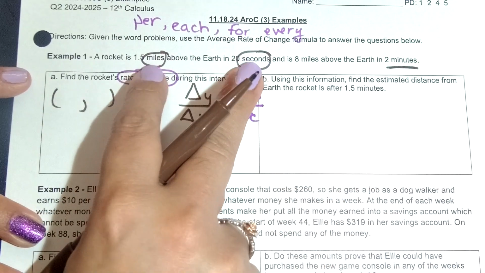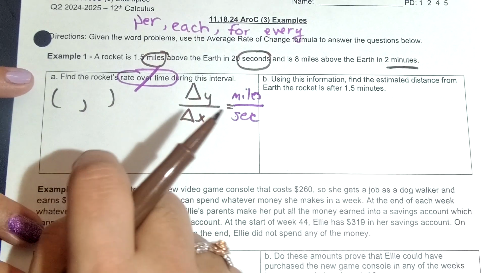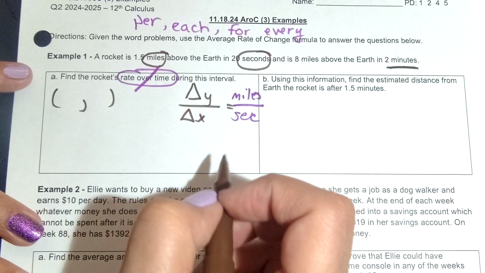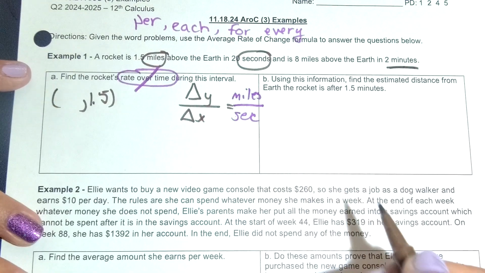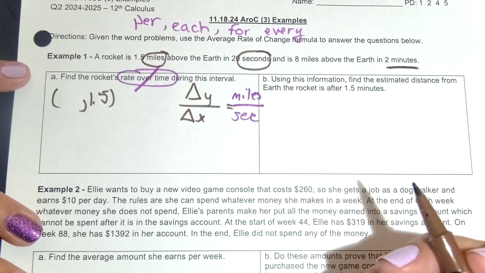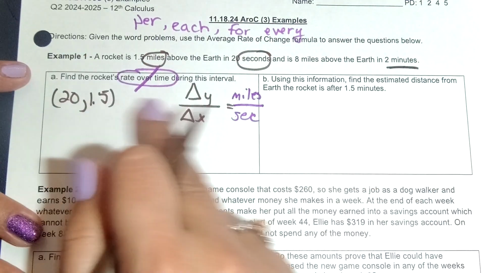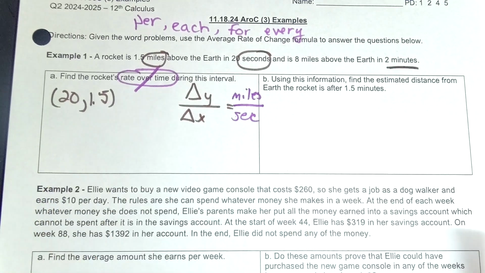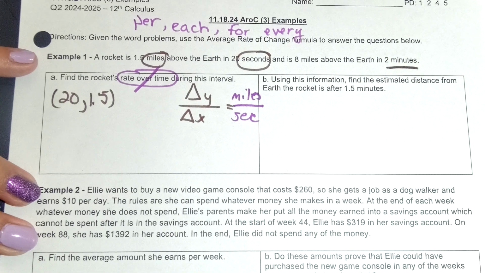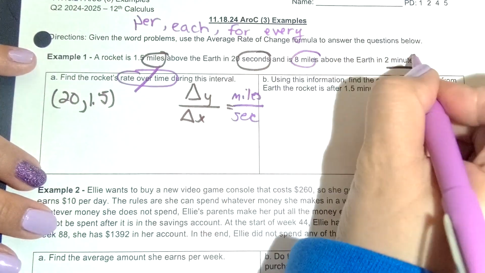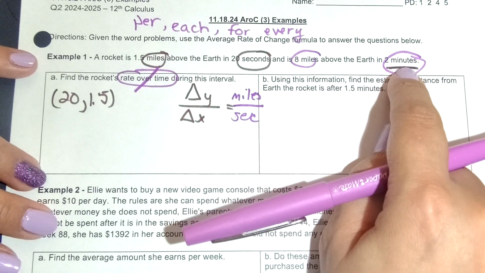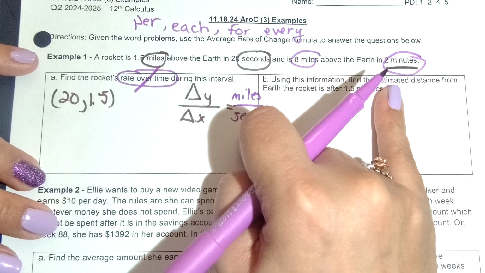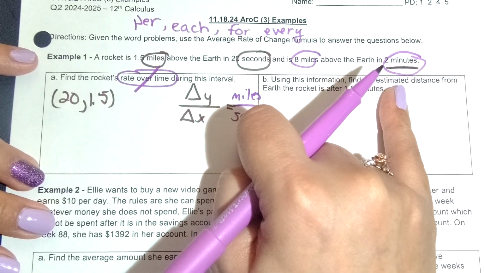So let's look at this. Miles is going to be what coordinate? The y. And 20 will be, obviously, the x. Very good. So now we have our first coordinate. In order to find our average rate of change, we need 2. What's the next thing we have? 8 miles and 2 minutes. Can I use this if my units are seconds? No, we have to do what then? Convert. So we're going to need to convert.